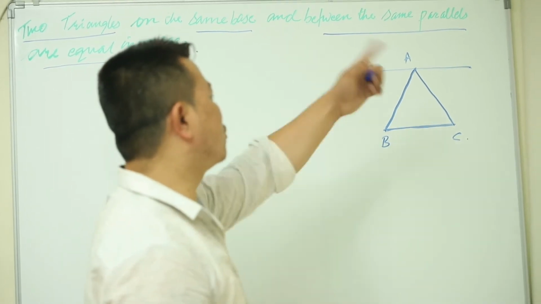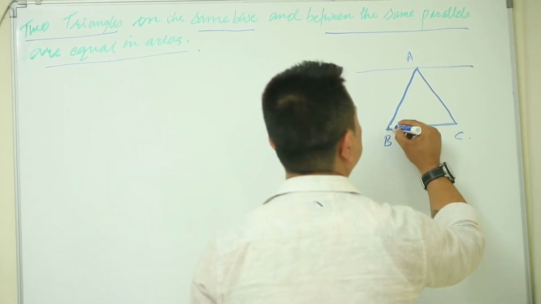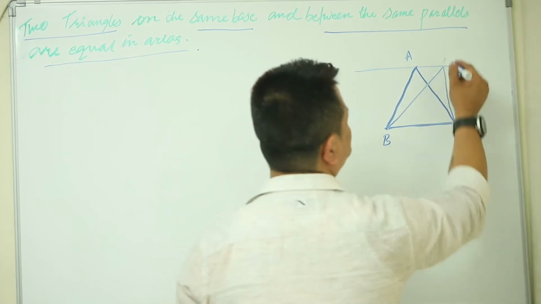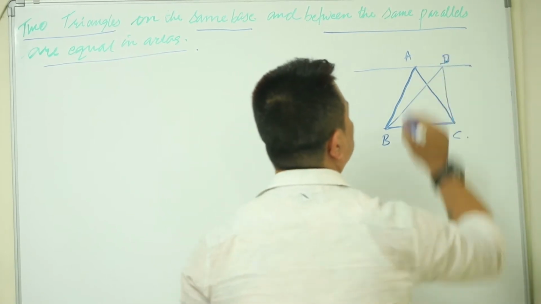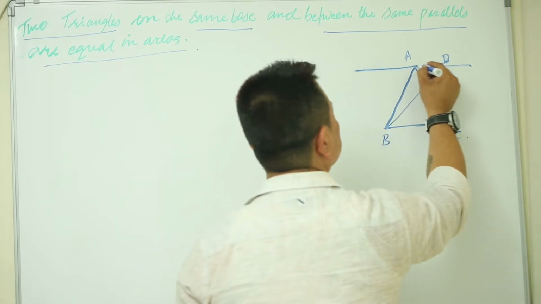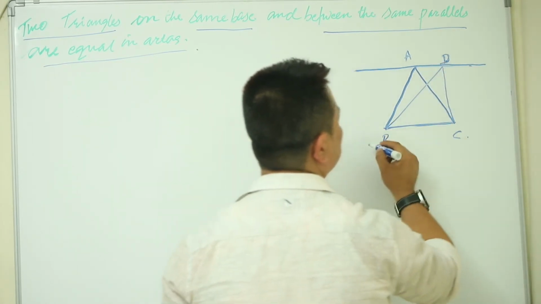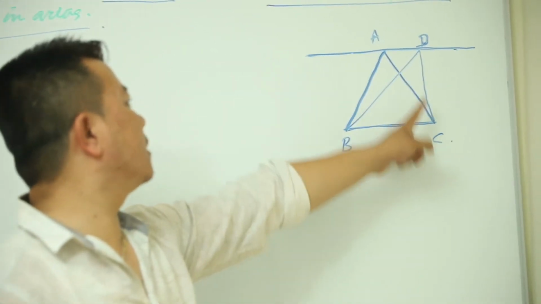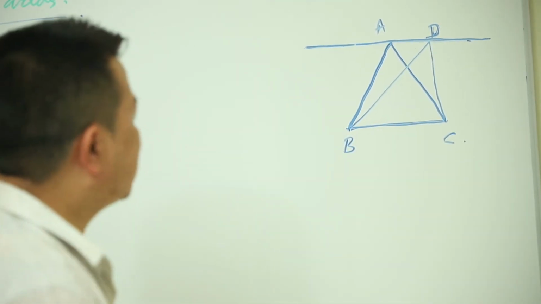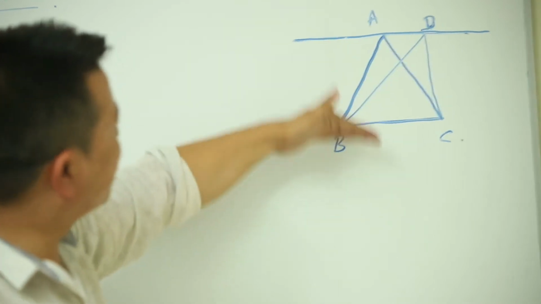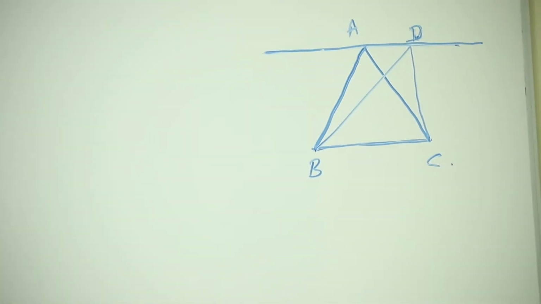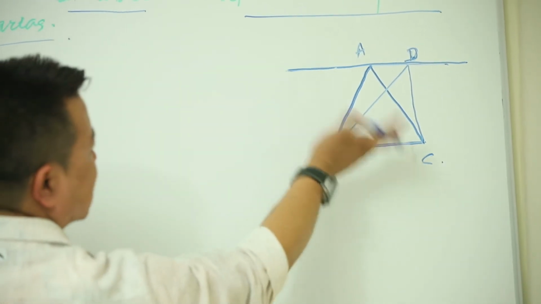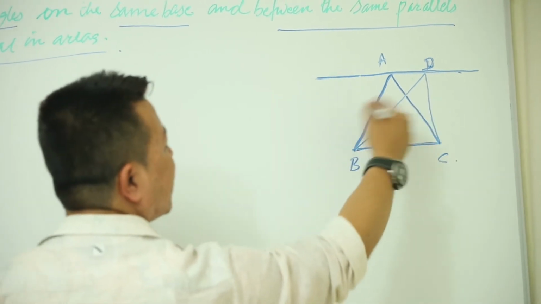Now on the same base you have to draw another triangle. You can name it D. Now what do you see here? This line is parallel to this line and the base is same. There are two triangles ABC and triangle DBC, and their base is BC. Base is same and also they are in between the same parallels. So we have to prove that if it is on the same base and between the same parallels, their areas are equal.